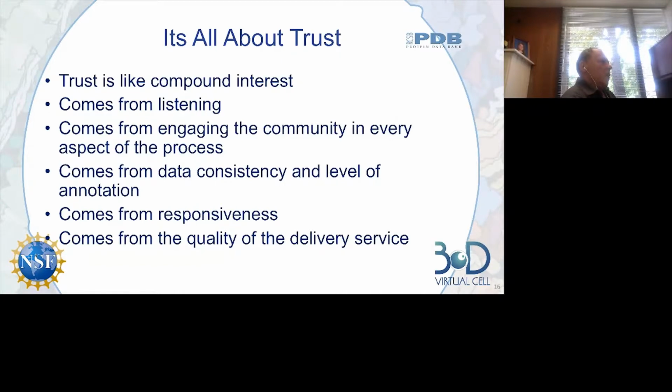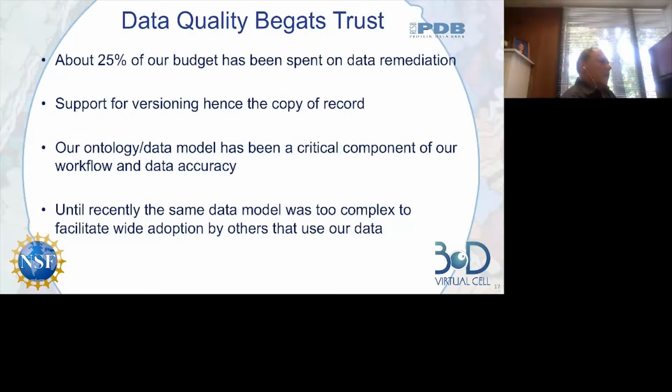And then I'd say perhaps the most important thing about getting trust is the quality of what's in the archive. Again, just to give you some representation, what we think about in the context of the 3D virtual cell really is driven, at least for me, by what's happened in terms of the PDB. So in the PDB, I would say over the last 15 years, we've probably spent upwards of 25% of our budget on remediating data we already have. So, if you're working in a community resource, then you really need to rely on the community to do that rather than budgets.